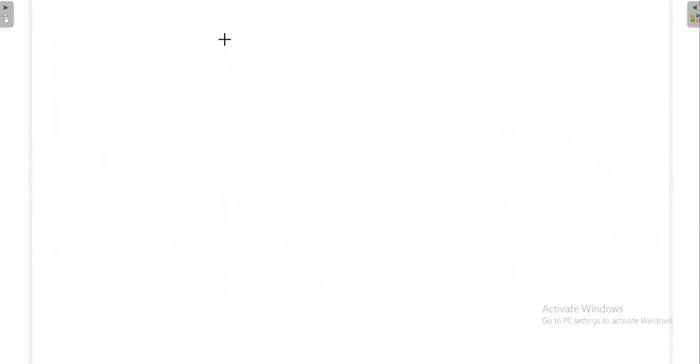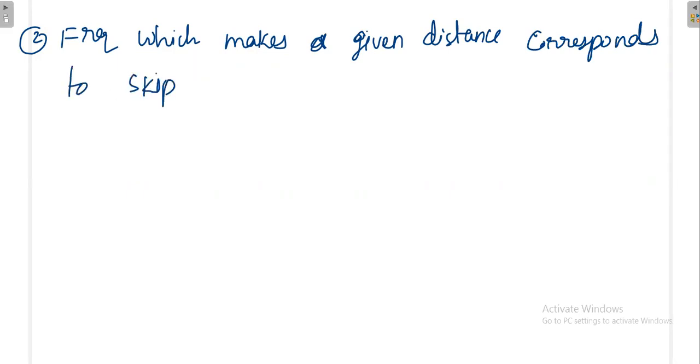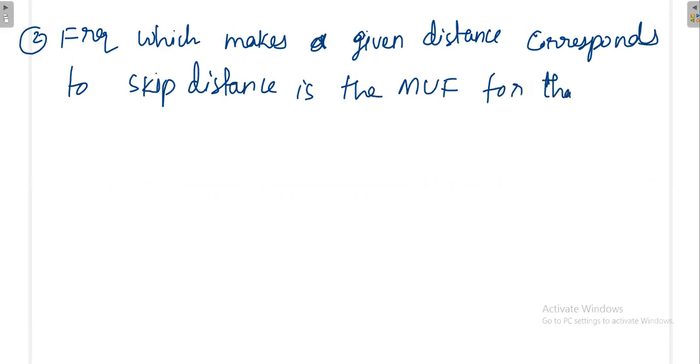Okay, so now I will give the statement. The frequency which makes a given distance correspond to the skip distance is the maximum usable frequency for that pair of points.